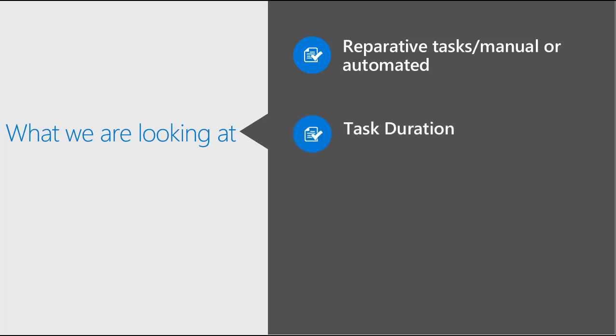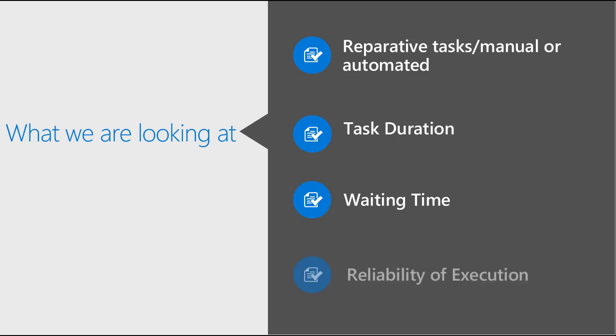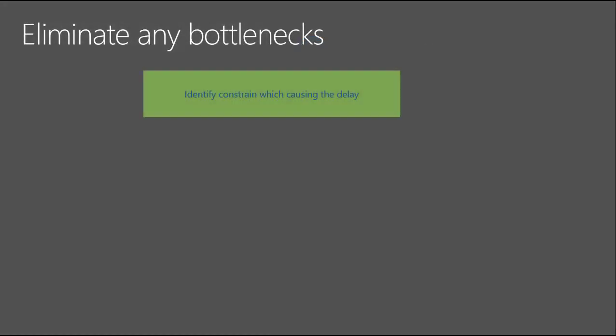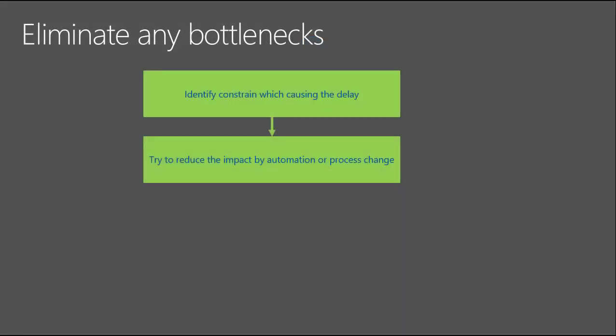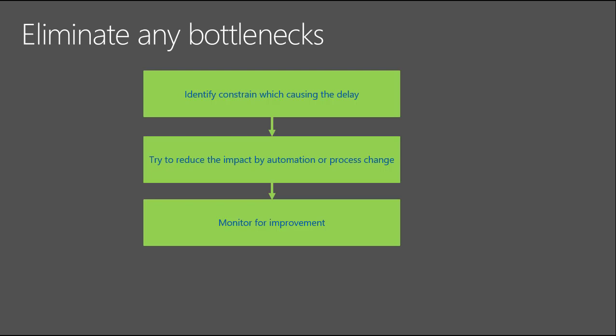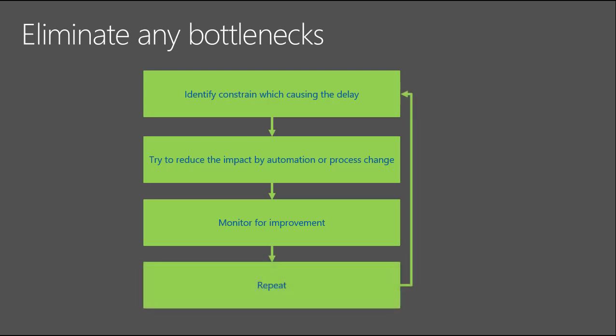Then we start looking at the task duration, and then waiting time between moving from one task to another, and reliability of the execution. And we start eliminating the bottleneck, identify the constraint which is causing the delay, try to reduce the impact by automation or process change, monitor for improvement, and repeat. And this is a continuously ongoing process during the DevOps transformation or optimization.